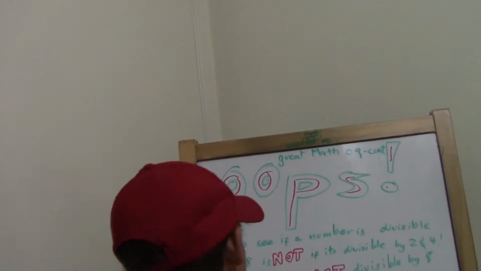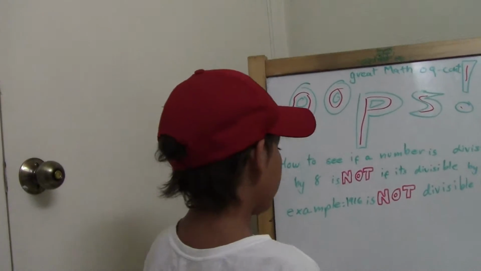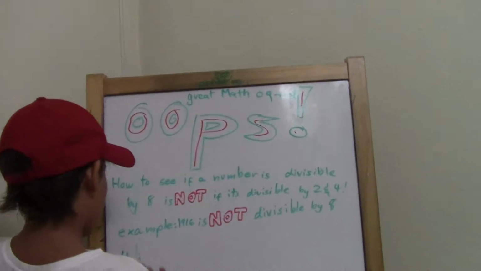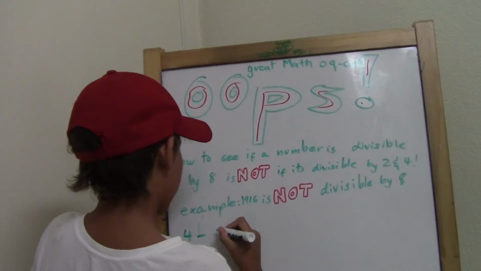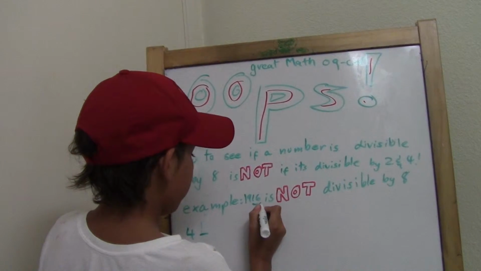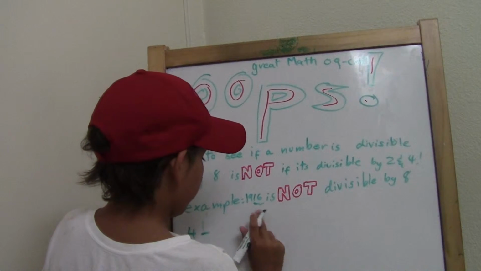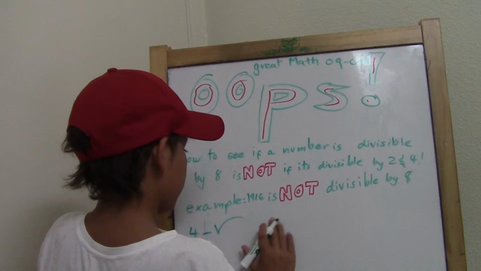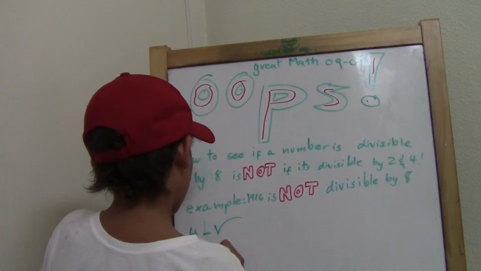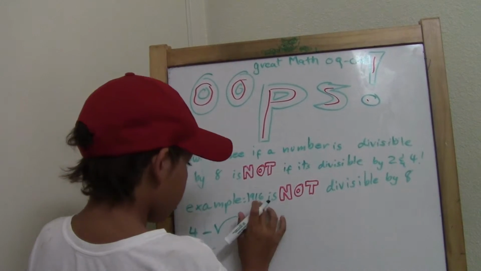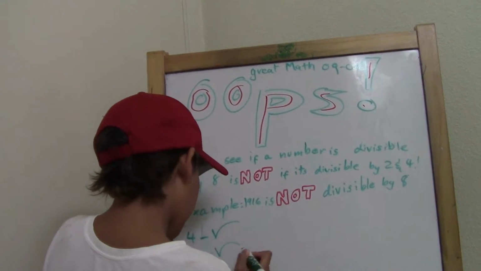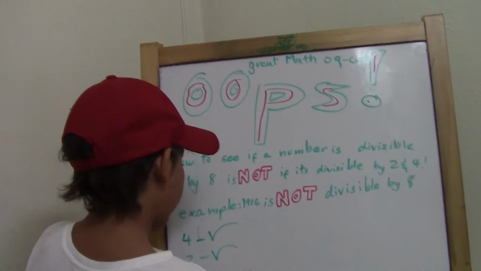Why is that? Okay, let's do it. By 4, the bottom part, yes, it's divisible by 4. And by 2, the last 2 digits, that would be 4, and it's an even number, so okay. Now let's try it with the whole number.